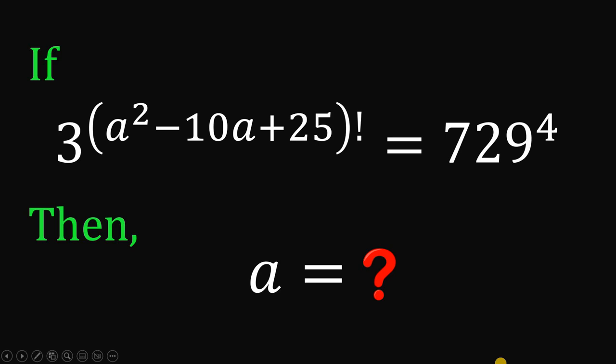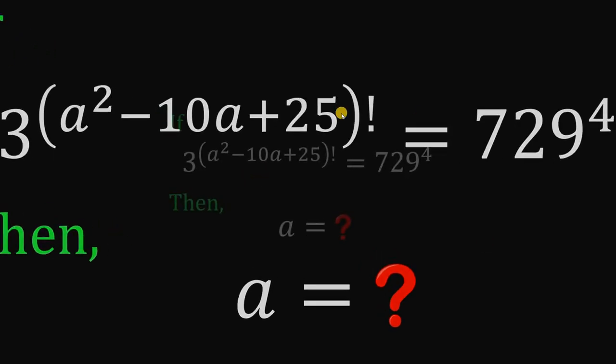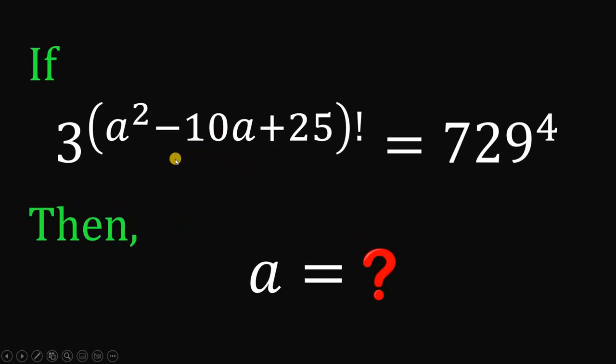For today's video, we will answer a math challenge coming from one of our followers. And here's the question. If 3 raised to (a squared minus 10a plus 25) factorial equals 729 raised to the power 4, then what is the value of a? You can pause this video if you want to give this problem a try.